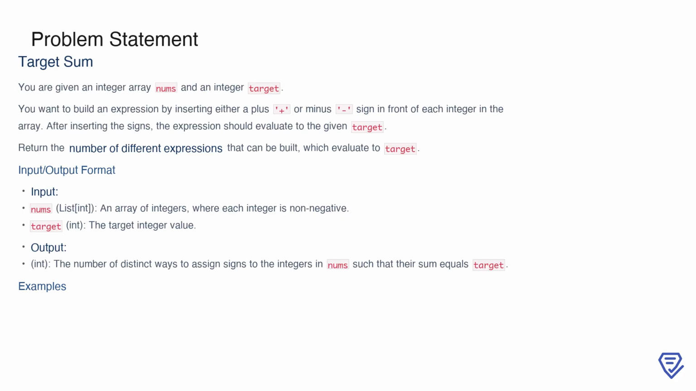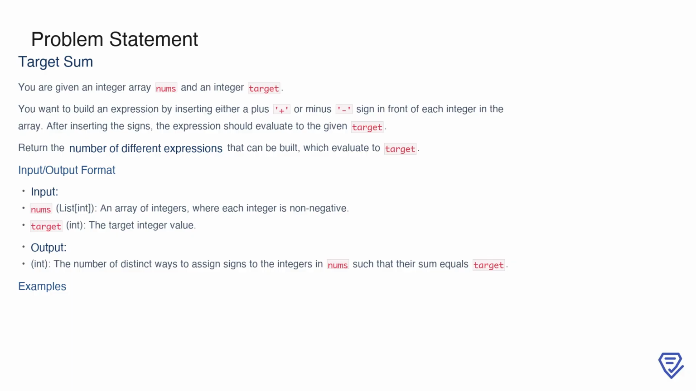In this problem, you are given an integer array called nums and an integer target. The task is to form mathematical expressions using the integers in nums by adding either a plus sign or a minus sign in front of each number. Once you've assigned these signs, the resulting expression should evaluate to the value of target. The objective is to determine how many distinct ways you can assign these signs to achieve the given target value.